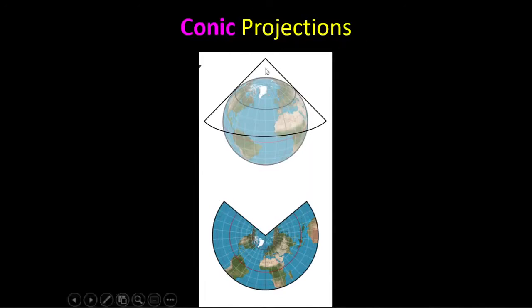These are typically best for mapping things here in the middle latitudes on both sides of the equator. They typically are good with things that have an east-west extent. So if I was mapping, let's say, Russia, or maybe China, or the United States, that have a very much east to west layout, then I would definitely consider using a conic projection for my map.